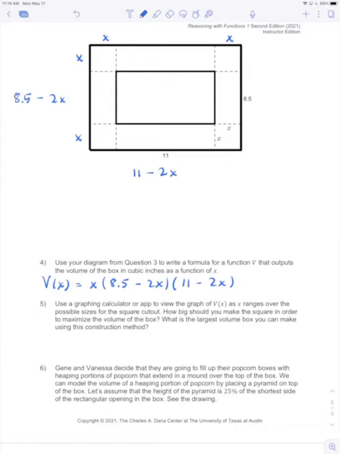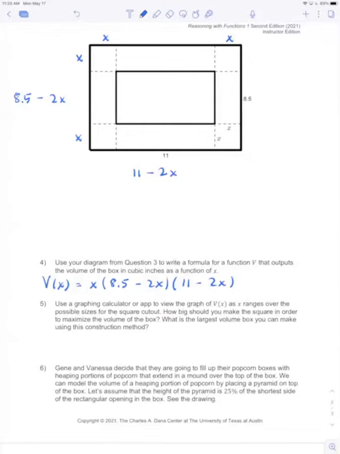Part 5. Use a graphing calculator or app to view the graph of V of x as x ranges over the possible sizes for the square cutout. How big should you make the square in order to maximize the volume of the box? What's the largest volume box you can make using this construction method?